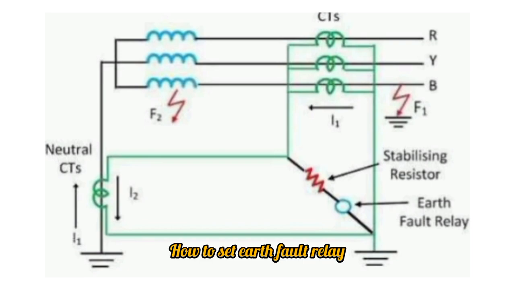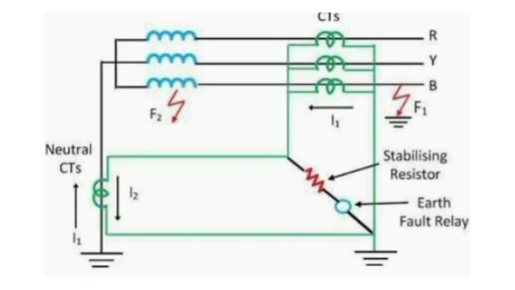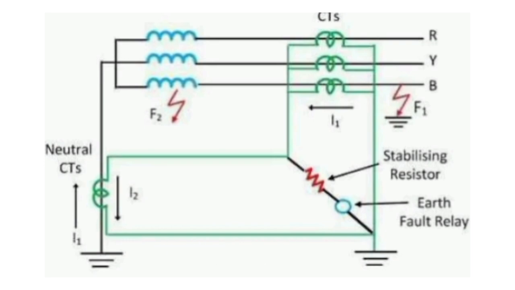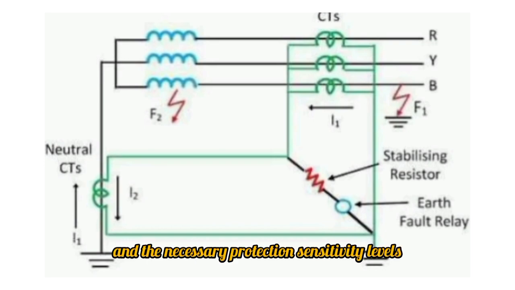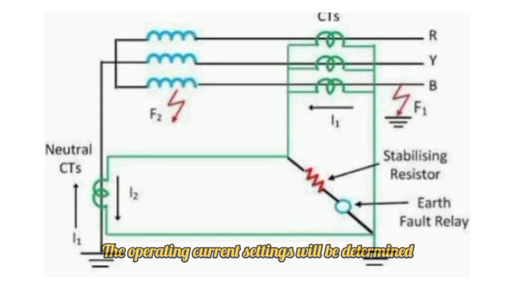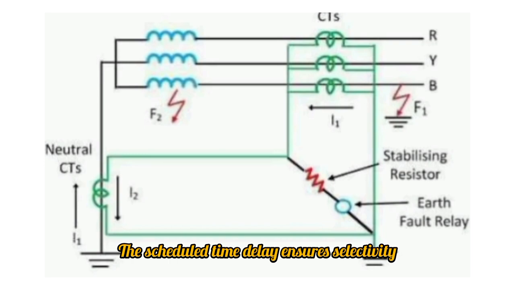How to set earth fault relay? Configuring a protection system requires the correct setting of the earth fault relay, which is a fundamental task. The system protection settings depend on the voltage rating of the system, the type of earth connection, and the necessary protection sensitivity levels. Here are some general steps. The operating current settings will be determined through system fault current calculations. The scheduled time delay ensures selectivity between devices in an entire protection system as well as coordination between components that are downstream and upstream.